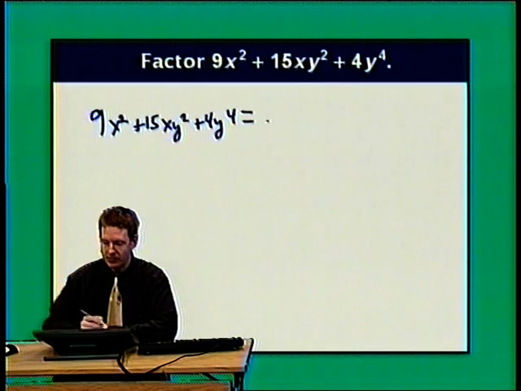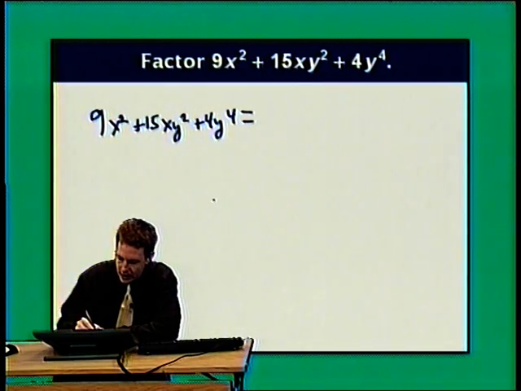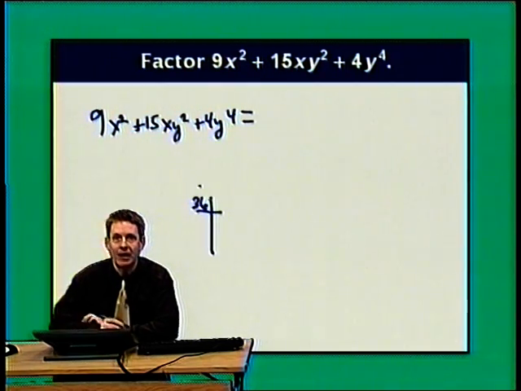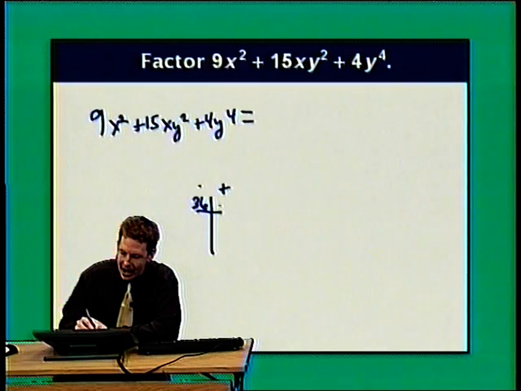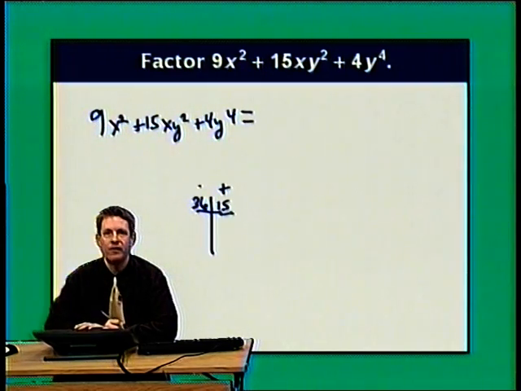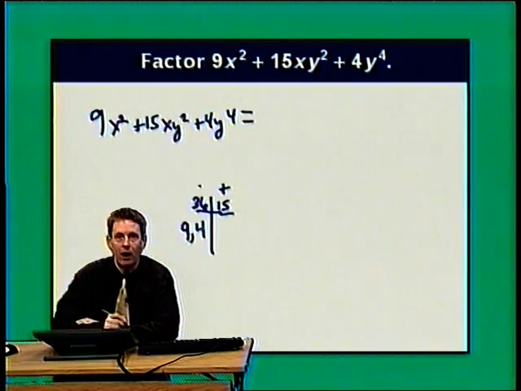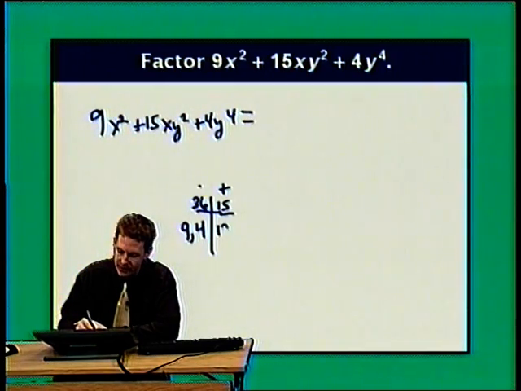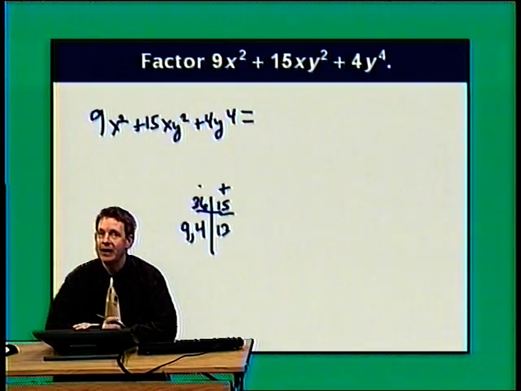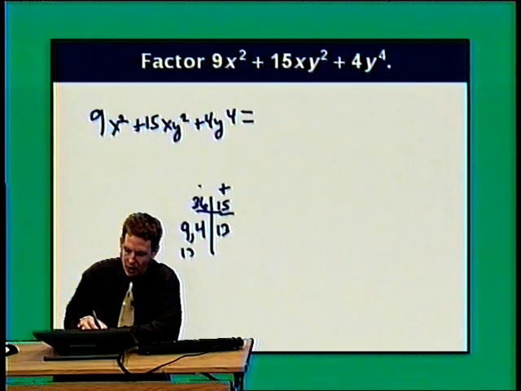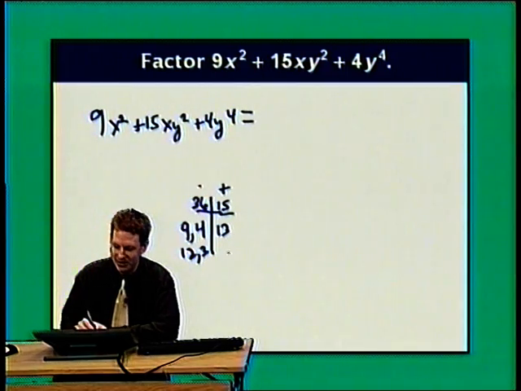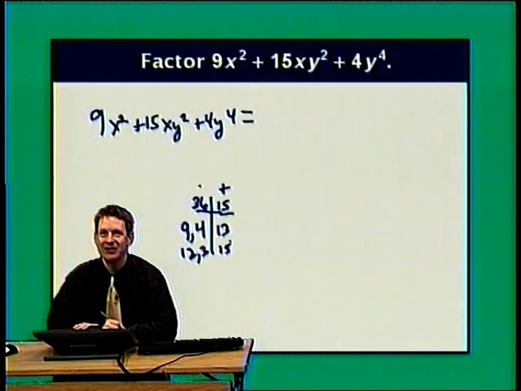Using factoring by grouping, I need to come up with two numbers that multiply to 36, that's 9 times 4, and add to 15. That's the coefficient on my middle term. Now, the first two numbers that come to my mind that multiply to 36 are 9 and 4. But 9 and 4 do not add to 15. They add to 13. Can I think of a couple of other integers that multiply to 36? Sure. How about 12 and 3? And guess what? 12 plus 3 is 15. Those are the integers I'm looking for.